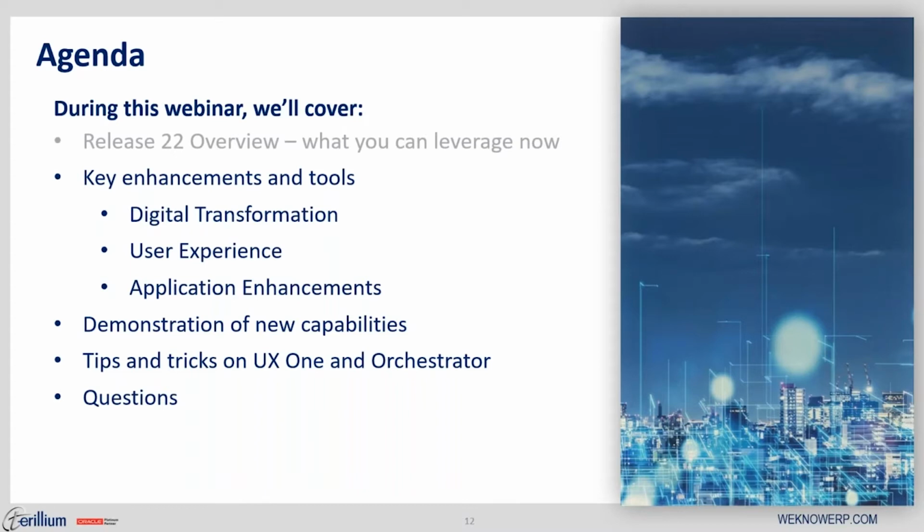Okay, so just a quick recap, guys, of where we're at up to this point. We've talked about release 22, a high-level overview. What is it? How do you embrace it? What is it looking forward to? I'm going to be diving more into some of those key enhancements and tools around that release, specifically in the digital transformation, user experience, and also the application level.